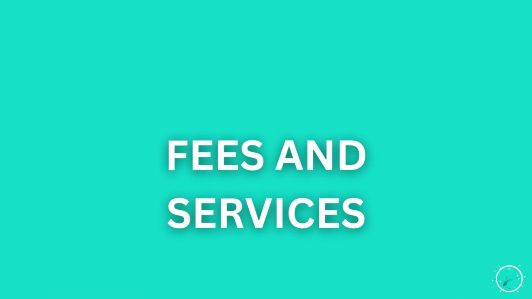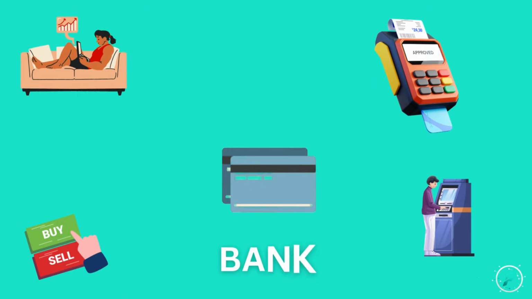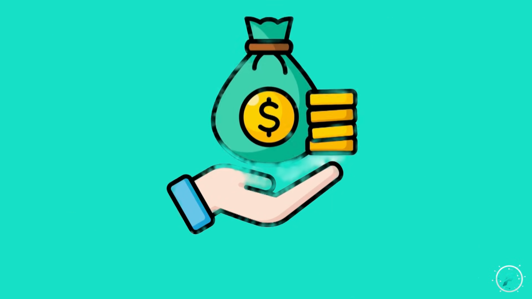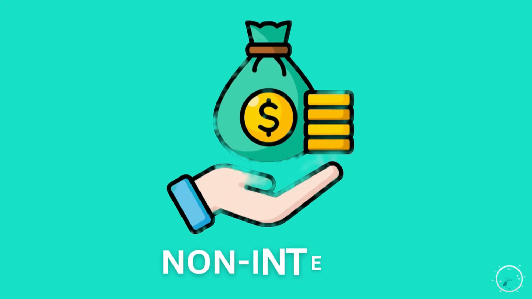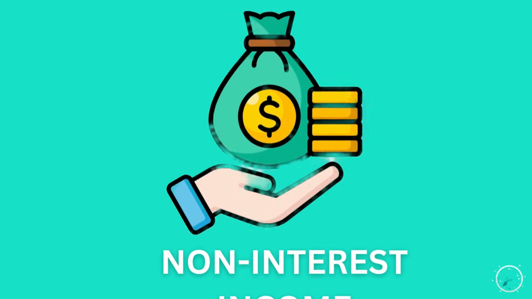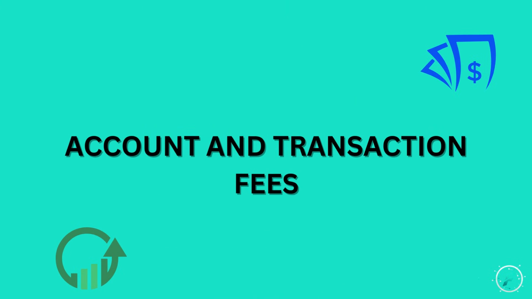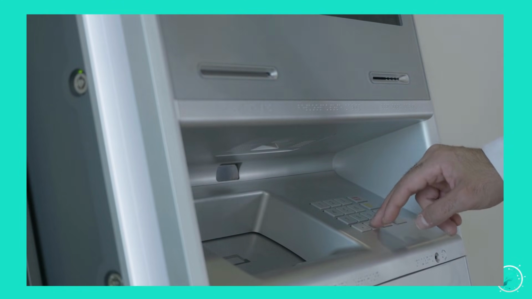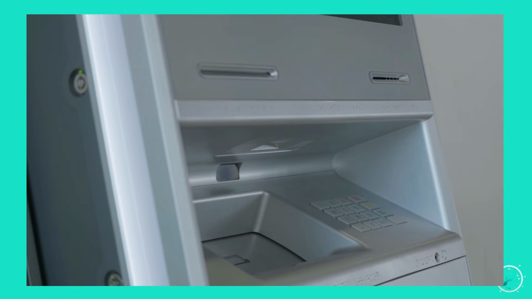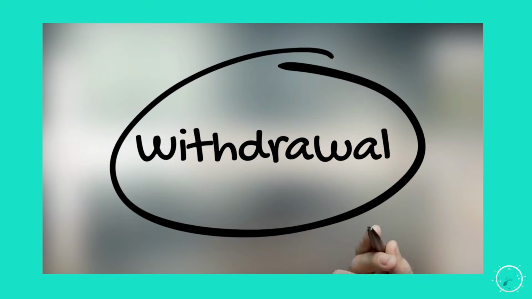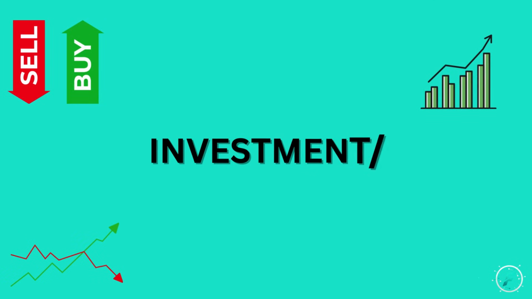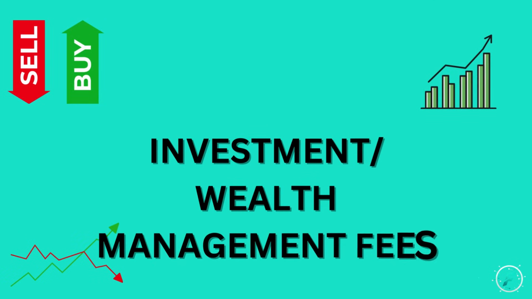Their next revenue stream is fees and services. Banks offer a wide range of services beyond just lending, and these generate substantial income, often referred to as non-interest income. Some of these include account and transaction fees. These include monthly maintenance fees, overdraft fees when you spend more money than you have, and the ATM fees from using another bank's machine.